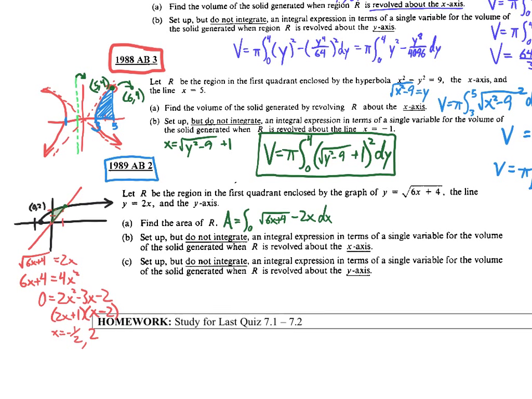Well, the negative 1/2 got cut off by the y-axis. So really all we care about right here is this point (2, 4). We can double check that. 6 times 2 is 12, plus 4 is 16, square root is 4. So there's our intersection point, and that gives us the upper bound of our integral.